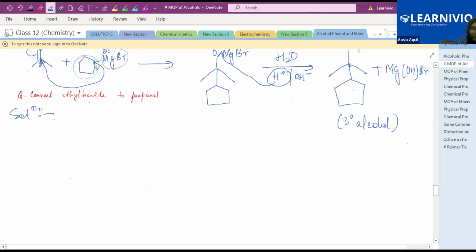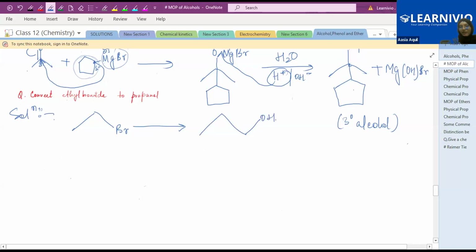For this type of conversion question, first you have to write down the reactant and product. What is the reactant? You have to convert ethyl bromide, which is this CH3CH2Br group, to propanol. Propanol: 1, 2, 3, and here OH. So you have to convert this to propanol.